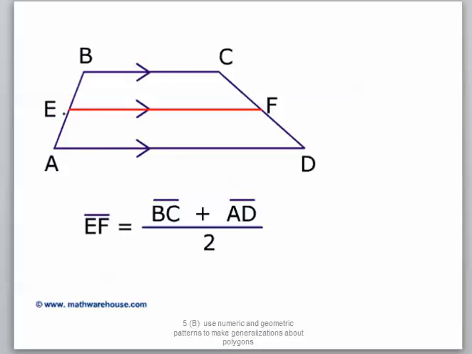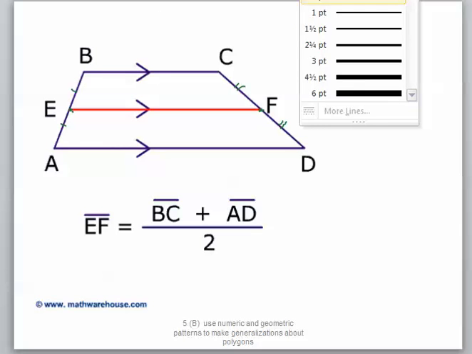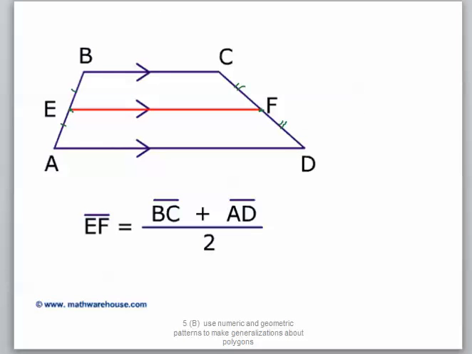A mid-segment is a line on a trapezoid that goes from the midpoint of one side of the trapezoid to the midpoint on the other side of the trapezoid. See, midpoint, midpoint, the middle point on both sides of these trapezoids. And we're going to connect those two with a straight line going across there. This line that's in red right here would be the mid-segment.